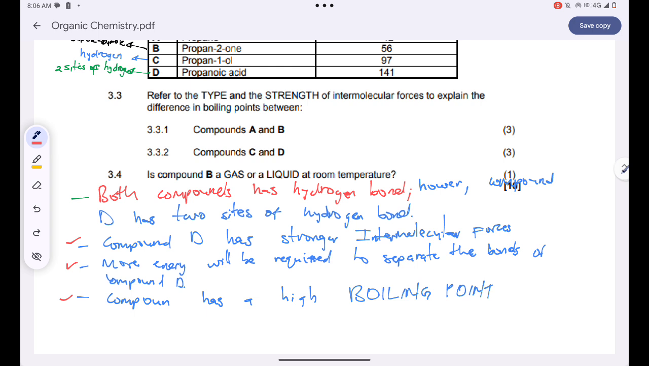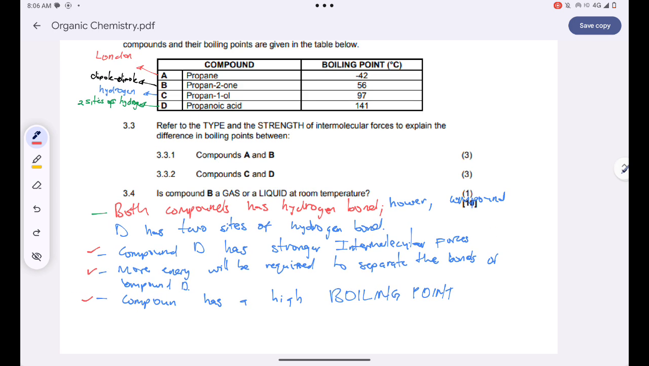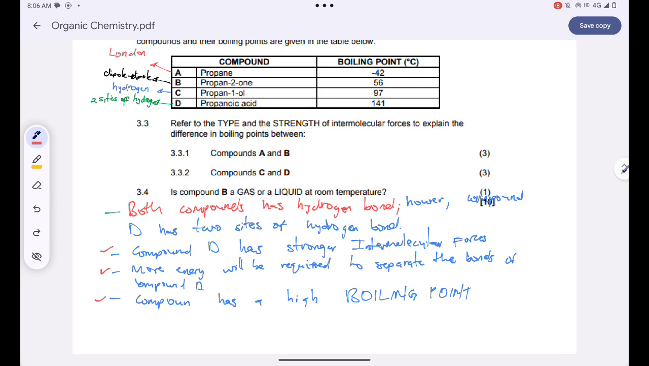Okay, is compound B a gas or a liquid at room temperature? Propanone is a liquid at room temperature.